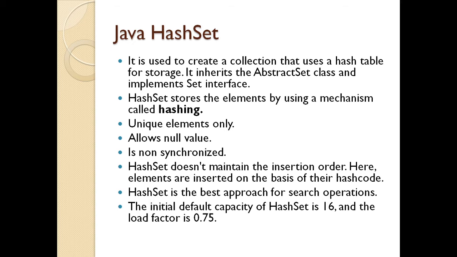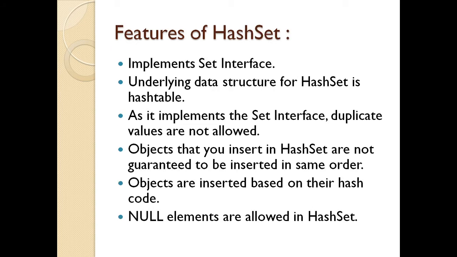What are the features of hash set? Hash set implements the set interface. The underlying data structure for hash set is a hash table. So with the method called hashing, I can insert the elements using the hash code. As it implements a set interface, duplicate values cannot be inserted. Objects that you insert in the hash set are not guaranteed to be in the same order. Objects are inserted based on their hash code and null elements are allowed in a hash set.